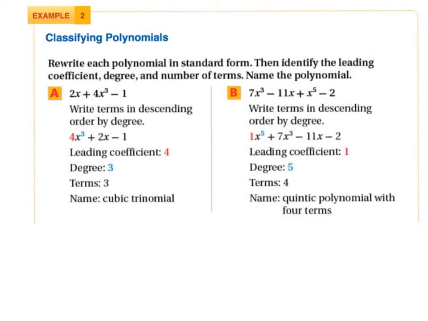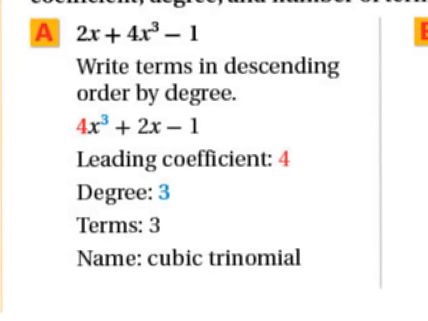All right, classifying polynomials. Two examples. We'll focus in on the first one. Rewrite each polynomial in standard form. Then identify the leading coefficient, the degree, and the number of terms. Name the polynomial. So let's zoom in here on this one.